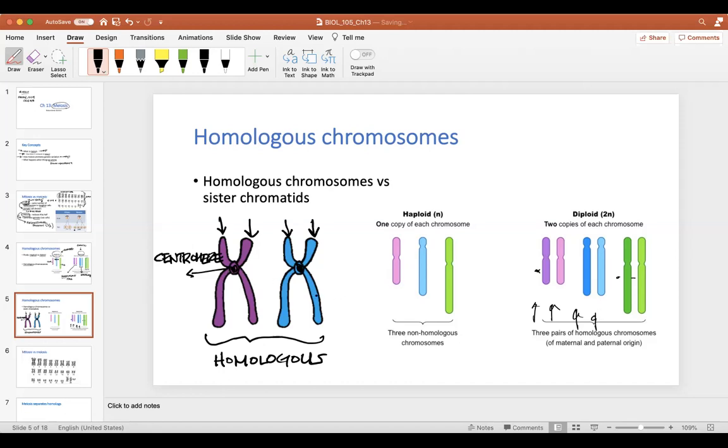Also, remember that each one of these individual little legs here is a chromatid. And these 2 together are sister chromatids.